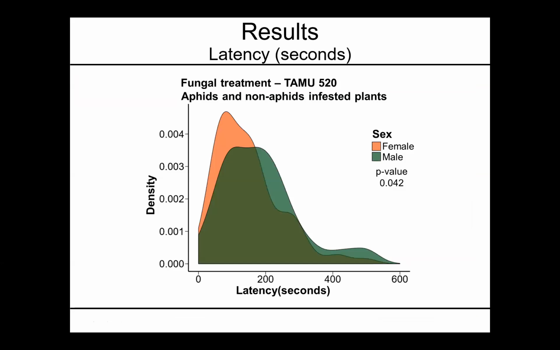For latency, the thing I think is important to mention, here in this graph, you can see on the x-axis the time for the lady beetle to make a choice, in seconds. On my y-axis it's the density. And you can see that with the fungal treatment 520, the females were making a faster choice. They took less time to choose the plants with the fungal treatment, regardless of the presence or absence of aphids.